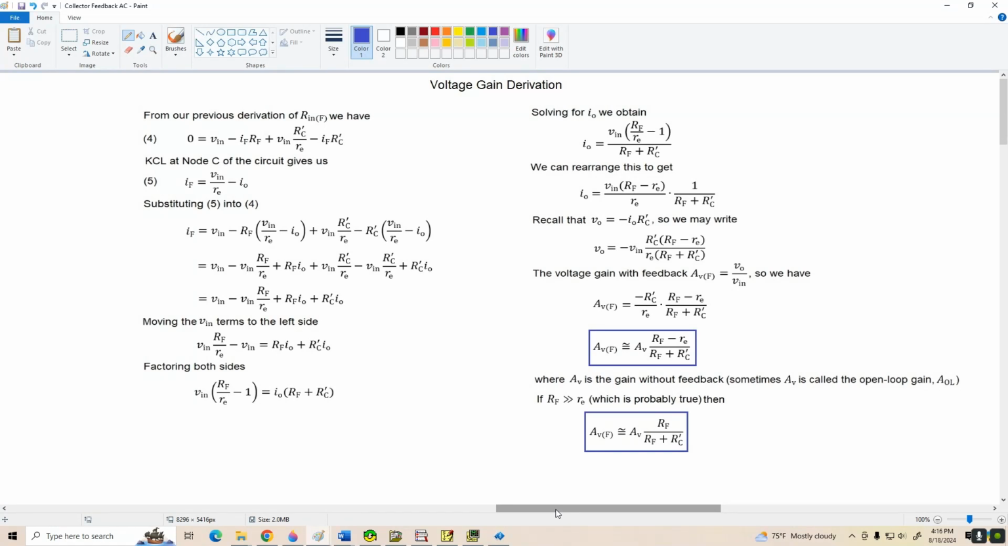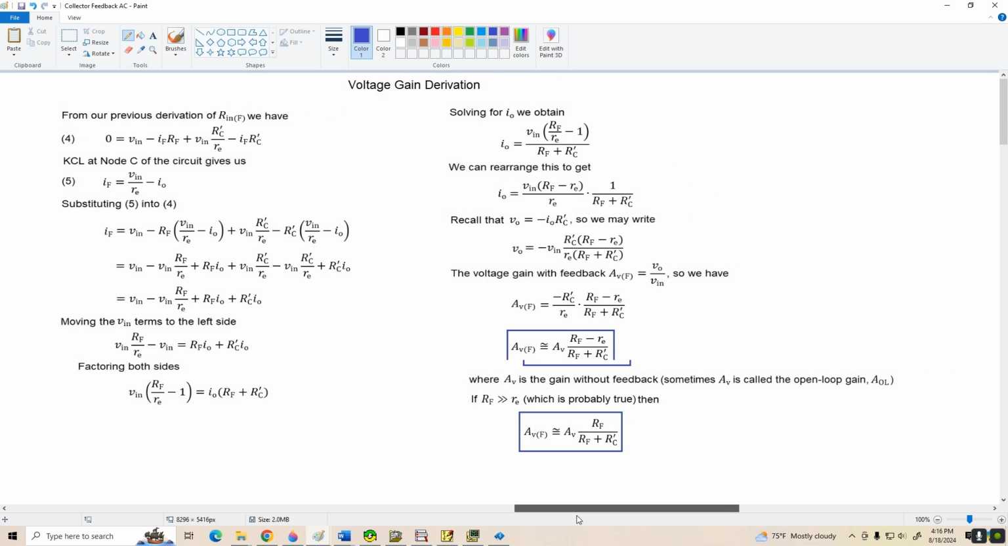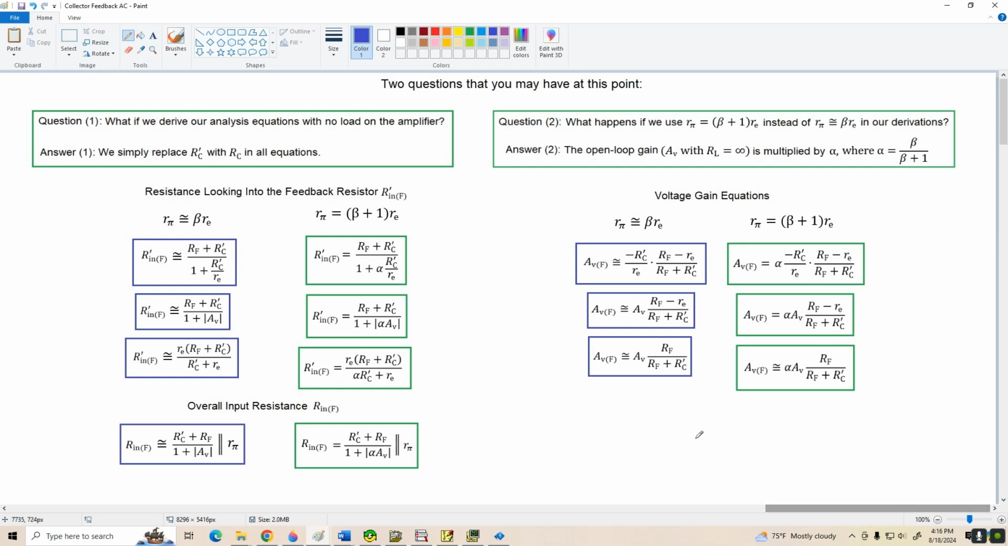Okay, now the next logical step is for us to derive the output resistance of the amplifier, but before we do that, I want to try and read your minds and answer a couple of questions you might have right now. Number one, what would happen if we derived the analysis equations with no load on the amplifier? That is, with RL equals infinity. Well, all we would do then is replace R prime C with RC, just the collector resistor itself.